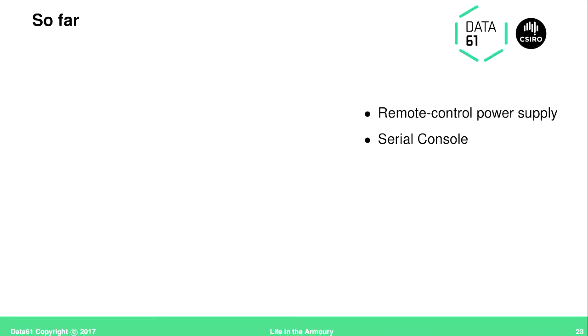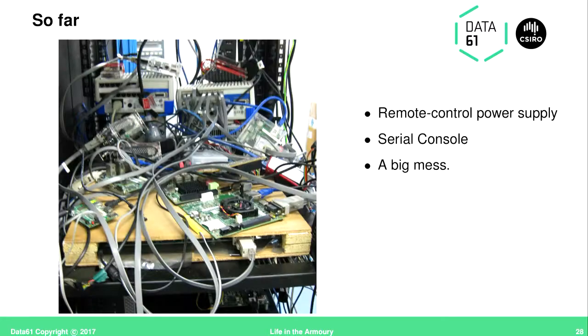So what we've got so far? We've got a remote control power supply, and we've got all our serial consoles. That should be enough. Except we've also got a big mess. That's what it looks like at the moment. And the problem with that is it's hard to find which board is which, even though they're all labeled. So if you want to actually plug in a gadget and, you know, connect something to the USB or to one of the SPI pins or something like that. And it's quite fragile in terms of if you go in and move this board, that board there gets adjusted and it doesn't work anymore. So we need something better. So come on, version 2.